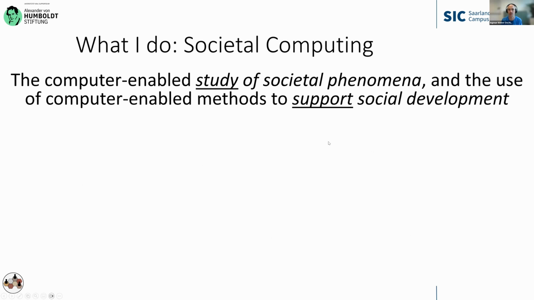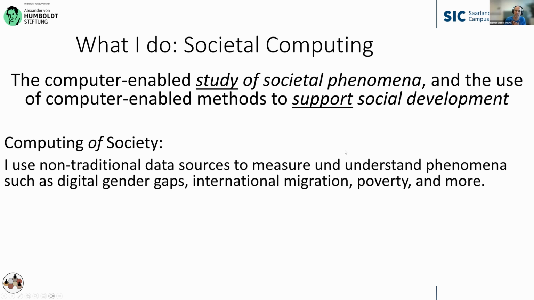Volker already mentioned that what I do is called societal computing, and the way that I define it is that it combines computing of and computing for society. So Volker already outlined this. Computing of society is essentially the effort to measure and understand societal phenomena. And if you want to study societies, at least today's societies, that often involves non-traditional data sources: social media, but also satellite imagery, maybe internet data, etc.